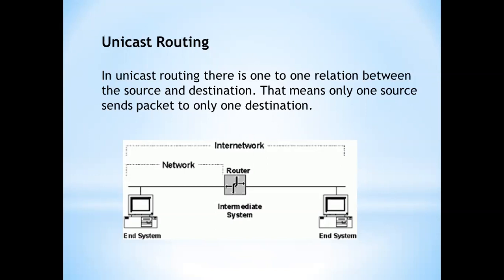Interior and exterior routing. As the internet is too large for one routing protocol to handle the task of updating the routing table for all routers, the internet is divided into a number of autonomous systems. An autonomous system is a group of networks and routers. The routing that takes place inside an AS, that is, an autonomous system, is called interior routing. And the routing that takes place among the various autonomous systems is called exterior routing.